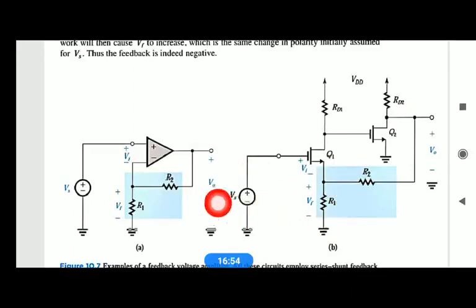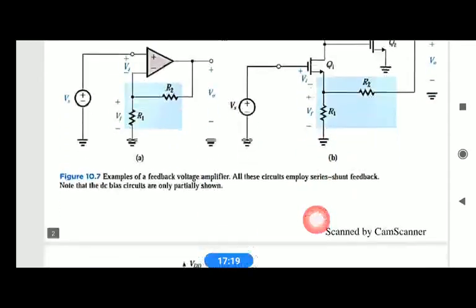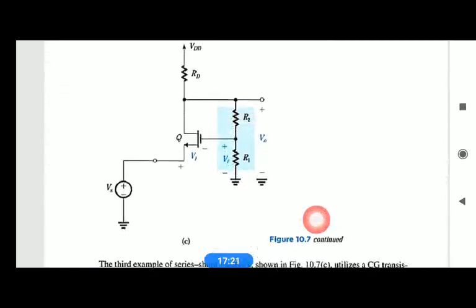In a similar fashion, if you decrease Vs, this will reduce, hence Q1 is operated less, the voltage here increases, Q2 operates more, and the voltage here decreases. Since the voltage here decreases, Vf also decreases. Hence an increase in Vs causes Vf to increase, and a decrease in Vs causes Vf to decrease. So this is also a negative feedback.